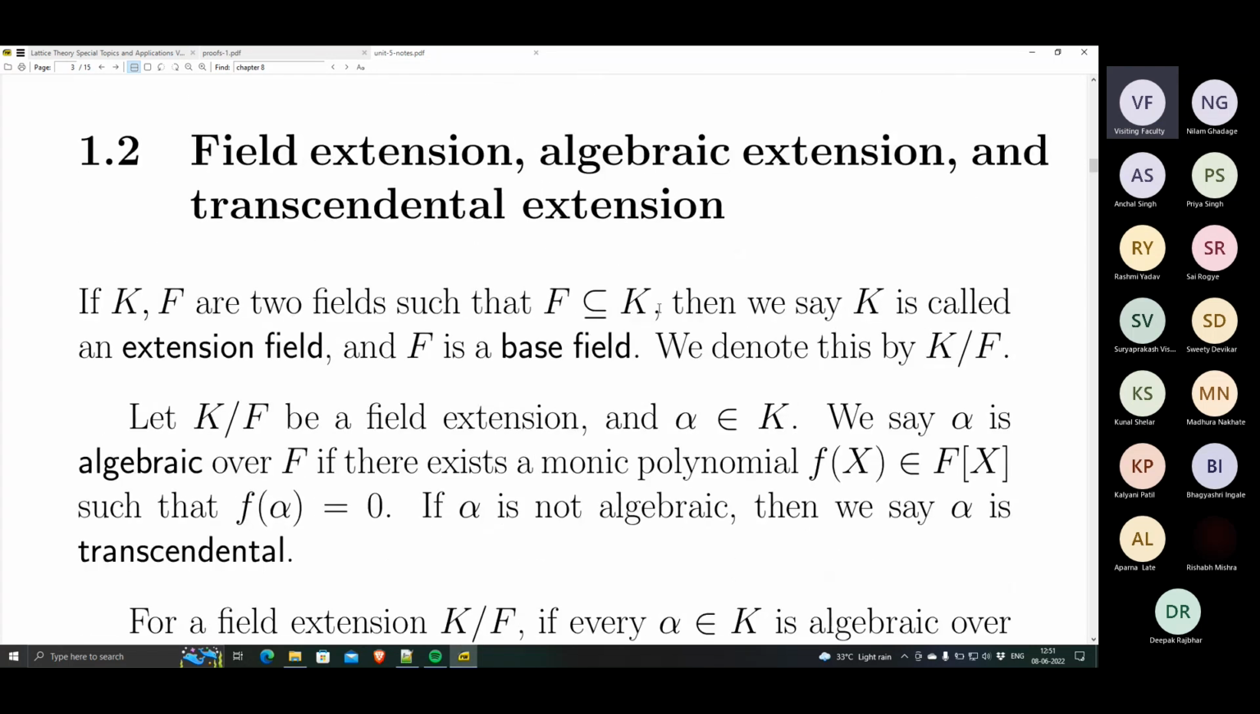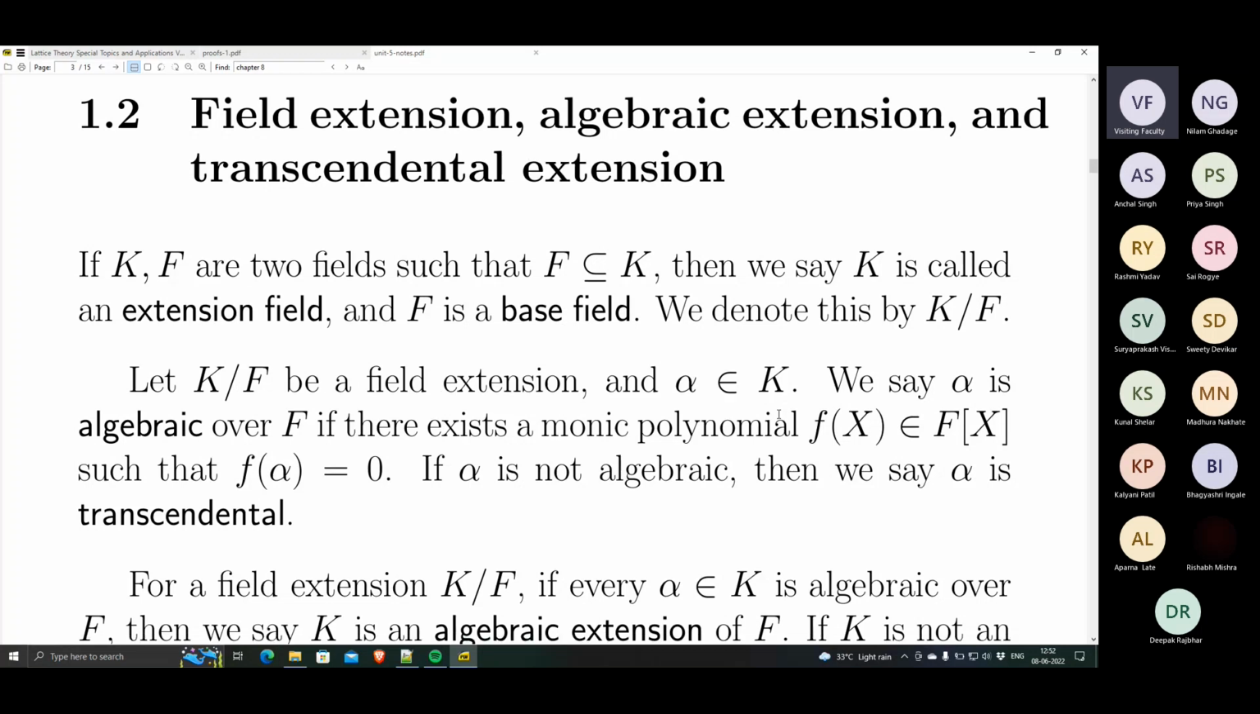If K and F are two fields such that F is contained in K, okay, so F is the smaller field, K is the larger field, then we say K, the larger field, is an extension of F, or it's an extension field. And F, the smaller field, is a base field. Okay, base field, extension field. So K lies above F. That is the idea. And we will denote this by K slanted bar F, which means K is a field extension of F, where F is the base field.